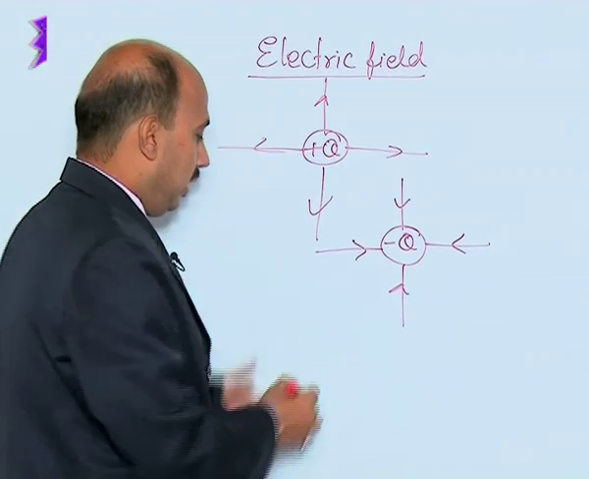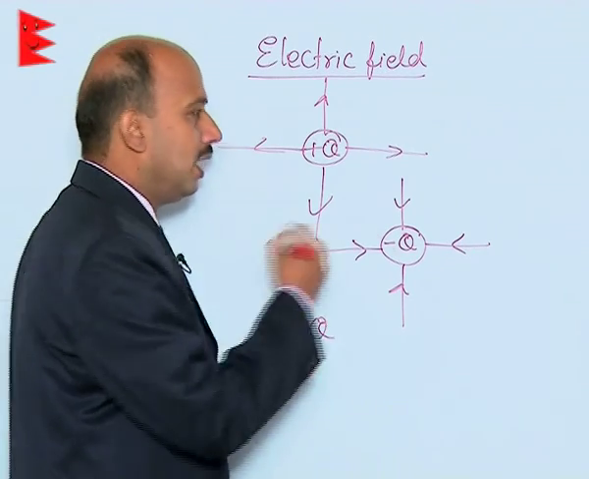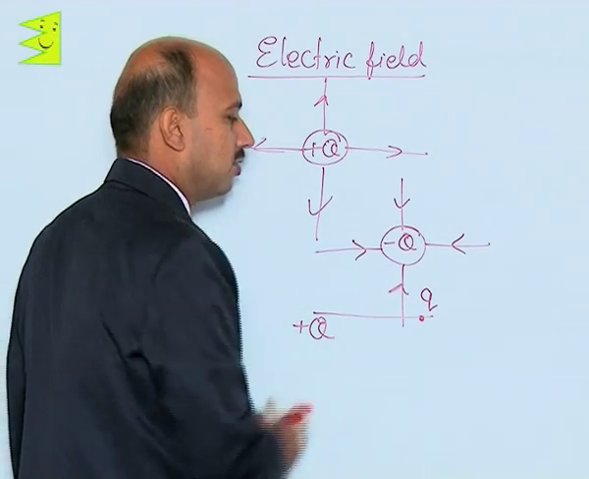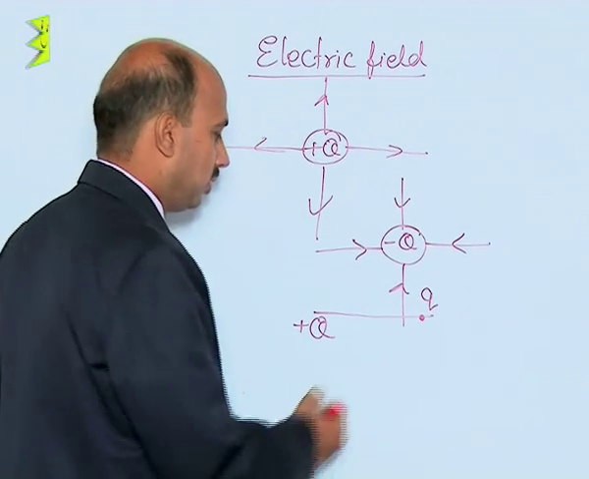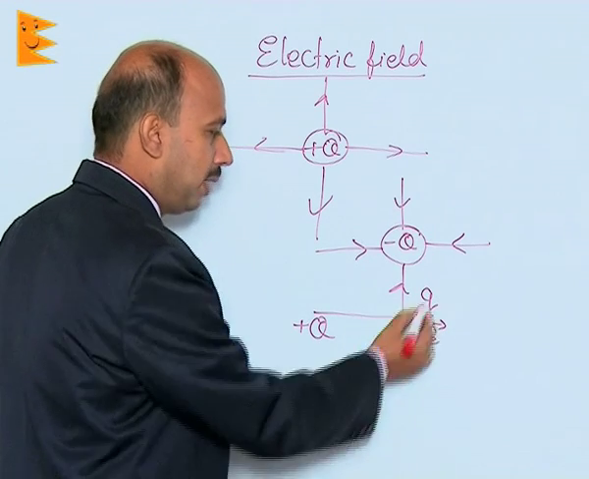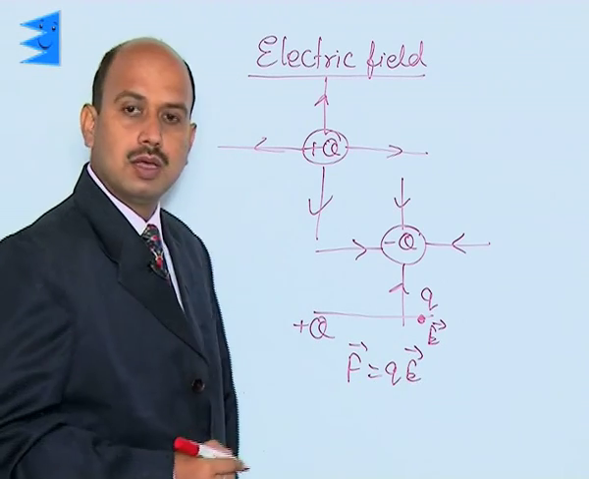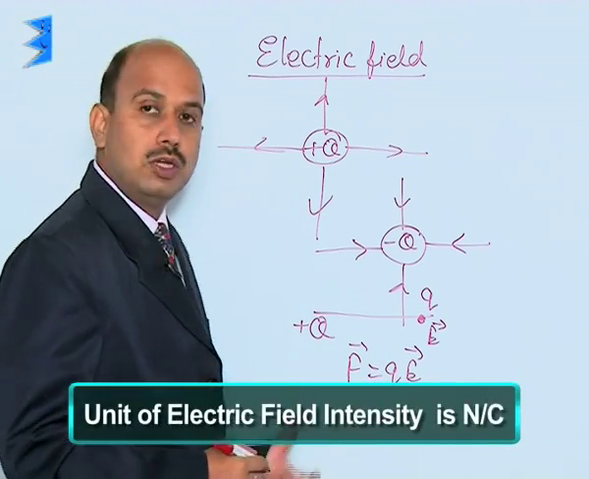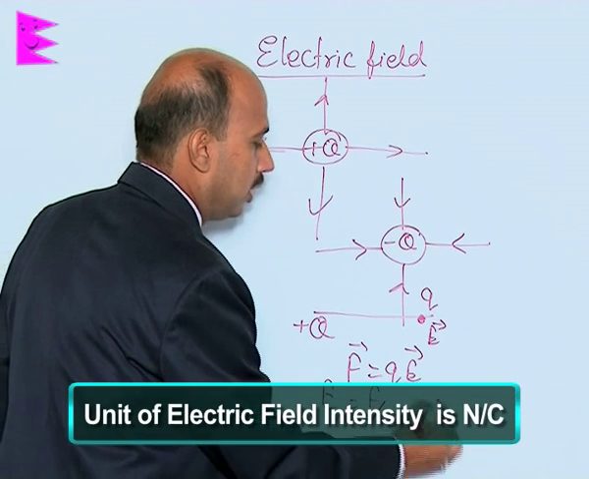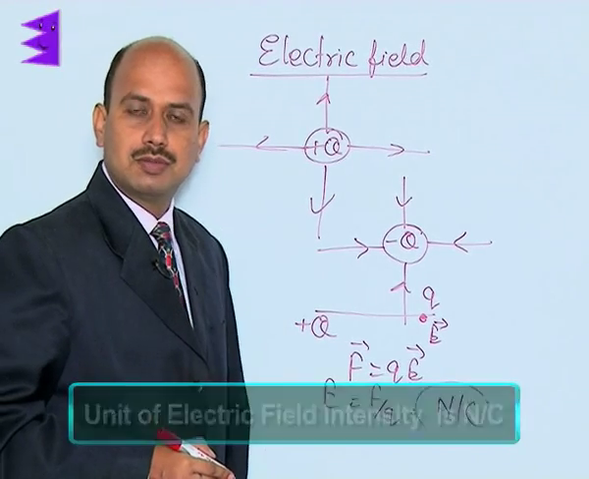Now, if you have taken plus Q here and it has got electric field intensity E at any point r, if I am placing charge q, which is not unit positive charge, then the force experienced by this charge can be written F is equal to qE. So, we can also write the unit of electric field intensity, E is equal to F upon q, that is Newton per Coulomb. So, this is the unit of electric field intensity.